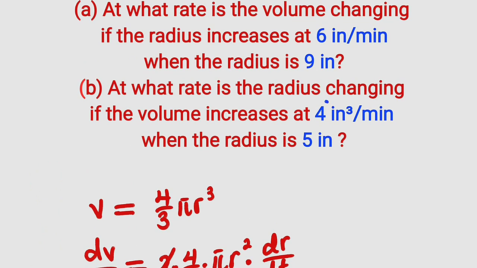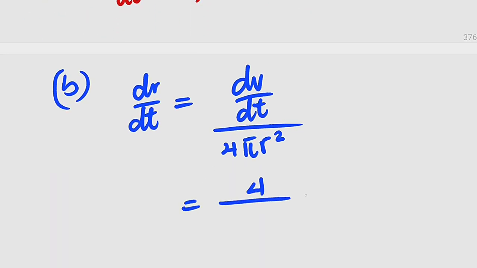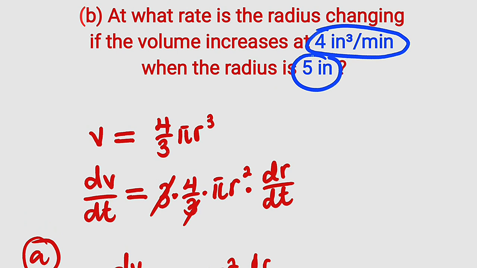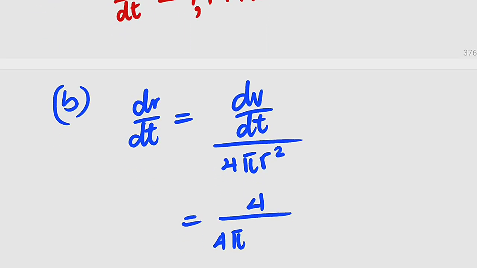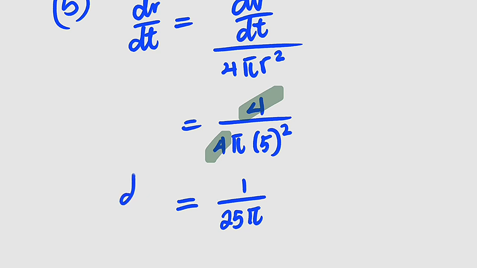You can see that the rate at which the volume is changing is what? 4 cubic inches. So this is equal to 4 divided by 4 pi. What about the radius? The radius is 5 inches at that point. So we have 5 squared. You see that this 4 will cancel this 4. To the bottom, we only have pi multiplied by 5 squared, and 5 squared is 25. Hence, this is equal to 1 divided by 25 pi. This is the rate at which the radius is changing over a specific time.